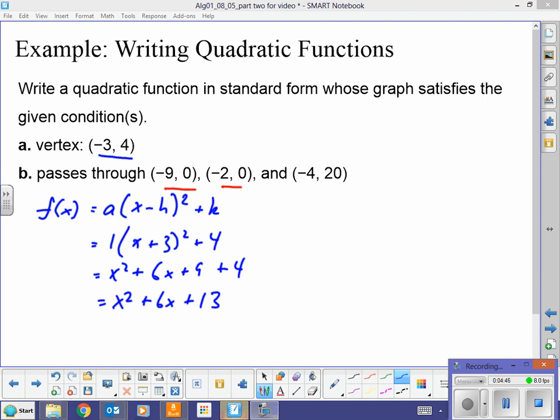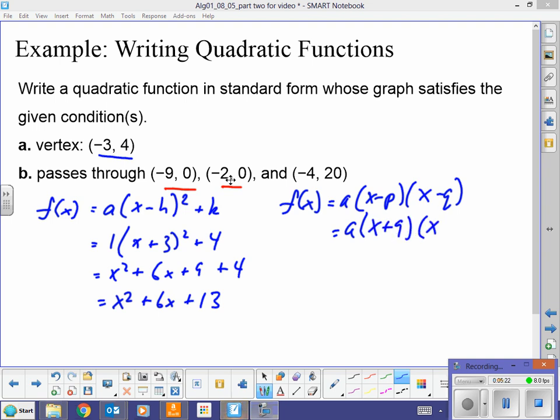Okay, so let's take a look at using the intercept form here. So f of x is going to equal a times x minus p times the quantity x minus q. All right. So in this case, a and then x minus p would be x minus negative 9, so x plus 9. x minus q, x minus negative 2 would be x plus 2.